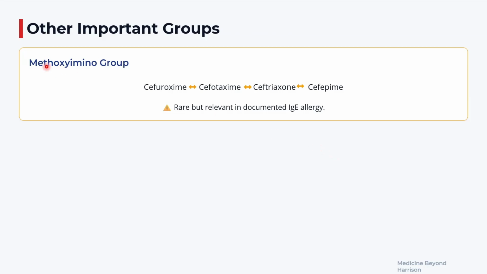Other important groups are the methoxyimino groups, like cefuroxime, cefotaxime, ceftriaxone, and cefepime. All these have the same methoxyimino group. Cefuroxime is a second generation cephalosporin, cefotaxime is a third generation cephalosporin, ceftriaxone again a third generation cephalosporin, and cefepime a fourth generation cephalosporin. All these have the same methoxyimino subgroup or R1 chain.